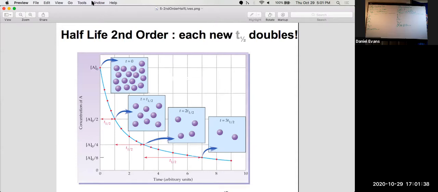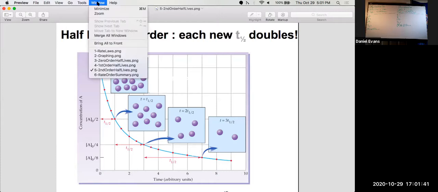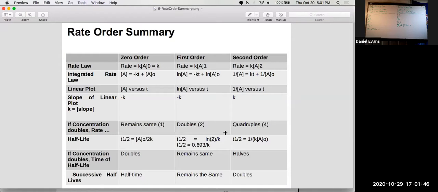So we have our particular plot that will be linear. We also see that the half-lives behave differently. So this is our summary here. For a zero order reaction, the rate equals a constant. The integrated rate law is concentration equals minus kt plus the initial concentration. So that means our most linear plot should be concentration versus time. The slope is a negative k, so k will be the negative of the slope, or the absolute value of the slope.